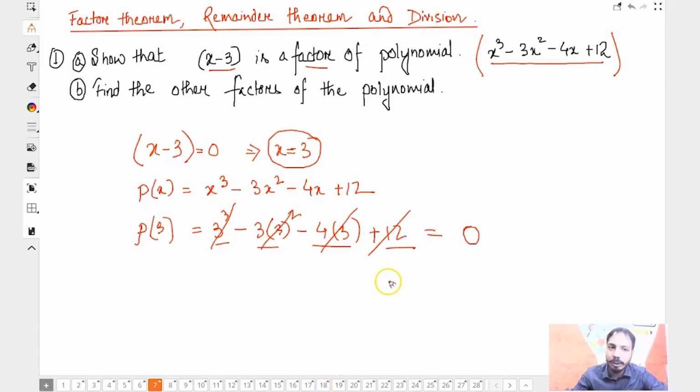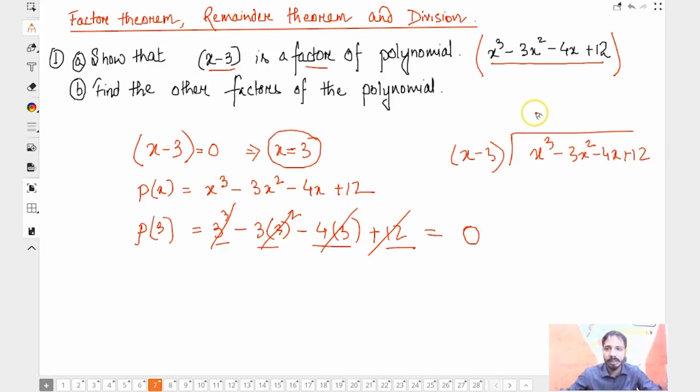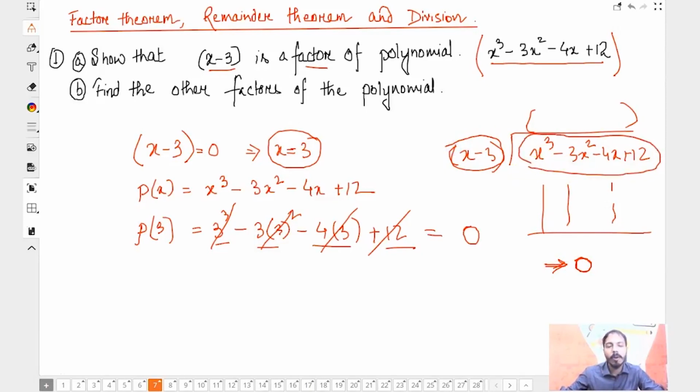Now the moment I get 0, that means if I try to divide x cube minus 3x square minus 4x plus 12 with x minus 3 as divisor, I will get some value here and I will do the long division method and ultimately the remainder will be 0. Okay, so this is the most important part. So if the remainder is 0, that means what does it say? That means x minus 3 is a factor of this polynomial. This is very important.